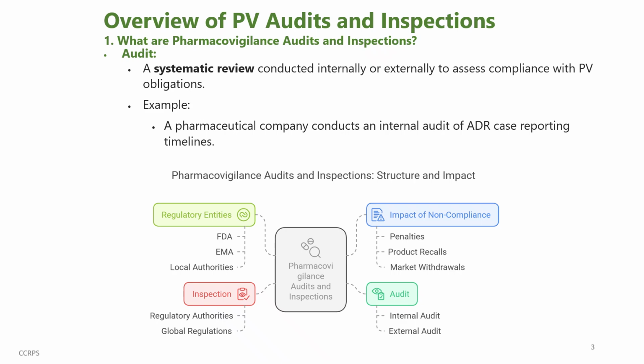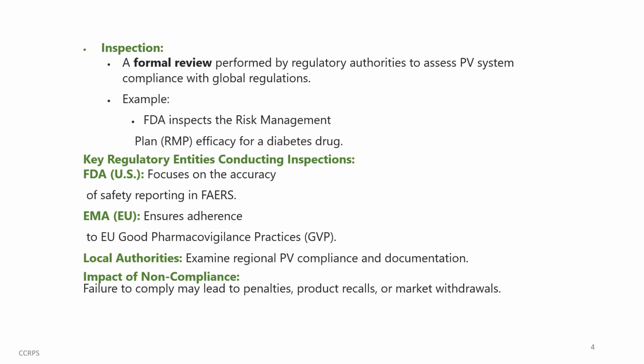What are pharmacovigilance audits and inspections? An audit is a systematic review conducted internally or externally to assess compliance with PV obligations. For example, a pharmaceutical company conducts an internal audit of an adverse drug reaction case reporting timeline. A formal review performed by regulatory authorities to assess PV systems' compliance with global regulations is known as an inspection. For example, the FDA inspects the risk management plan efficacy for a diabetes drug.